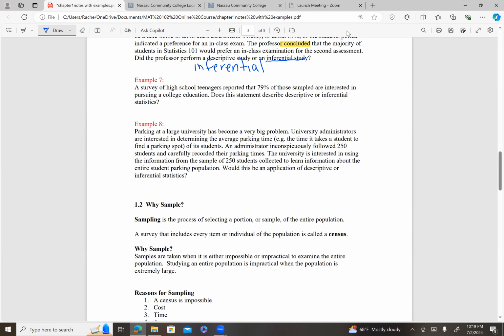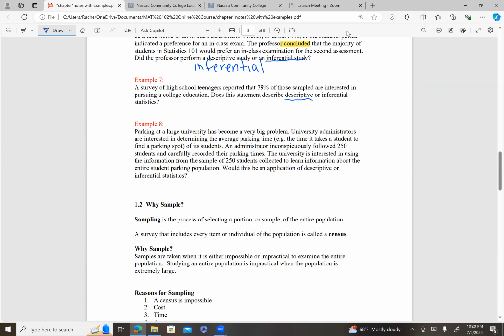Example 7. A survey of high school teenagers reported that 79% of those sampled are interested in pursuing a college education. Does this statement describe descriptive or inferential statistics? So this would be an example of descriptive statistics, because that 79% is just describing a survey, which, remember, a survey is a sample. So it's just saying, okay, 79% of this sample of high school teenagers said that they want to pursue a college education.